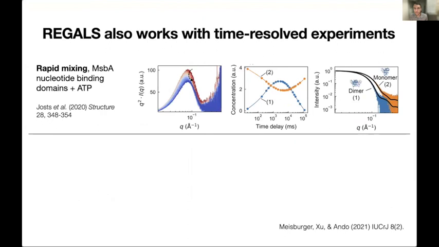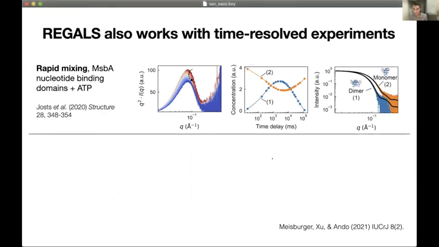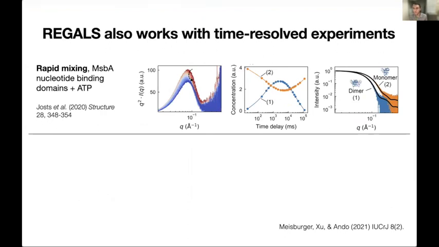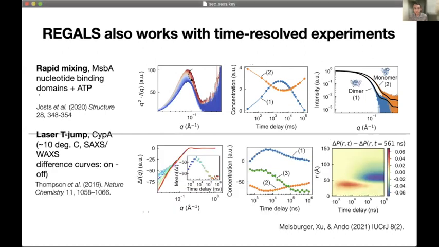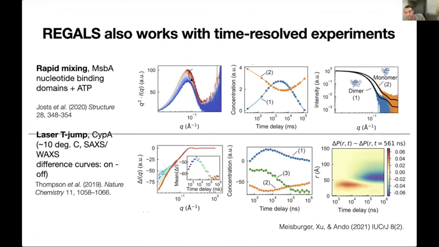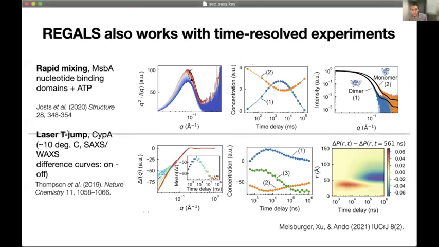Okay, and it also works on time-resolved data. So we've analyzed some publicly available time-resolved data sets. This top one is a rapid mixing, stopped-flow mixing experiment that was done on an ATP binding protein that undergoes a monomer-dimer transition. And also we've looked at some laser T-jump experiments that were done by Michael Thompson at BioCAT. And this is sort of state-of-the-art, crazy SAXS experiments people are doing.